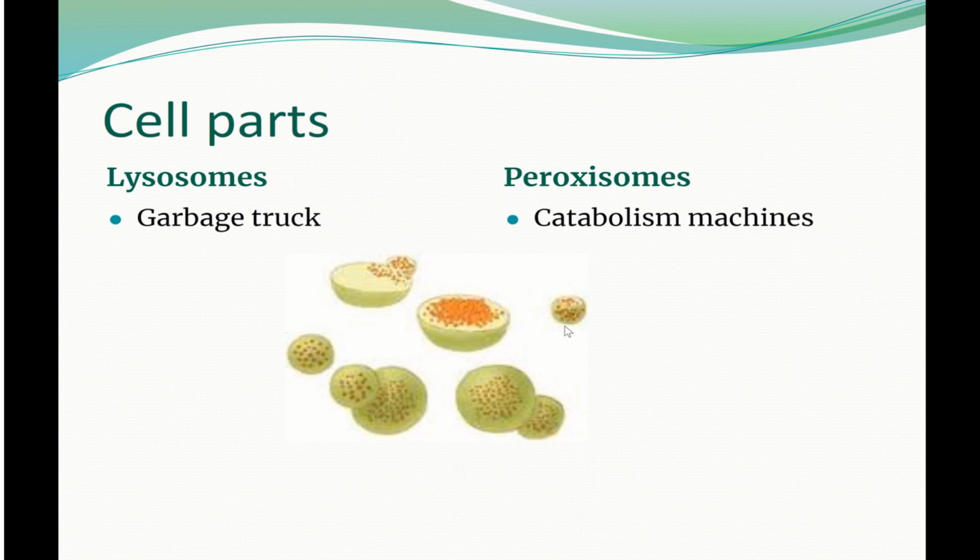Then we have lysosomes and peroxisomes. These look very similar. What these organelles do is they break material down because they are full of enzymes. And you can see that here. So these orange dots here, those are representing enzymes. And so lysosomes and peroxisomes are both responsible for breaking things down and disposing of things, which is why lysosomes get the nickname garbage truck, because they're transporting things around and disposing of them, as it were. And then peroxisomes are used for catabolism, which is part of metabolism, where we're breaking things down.